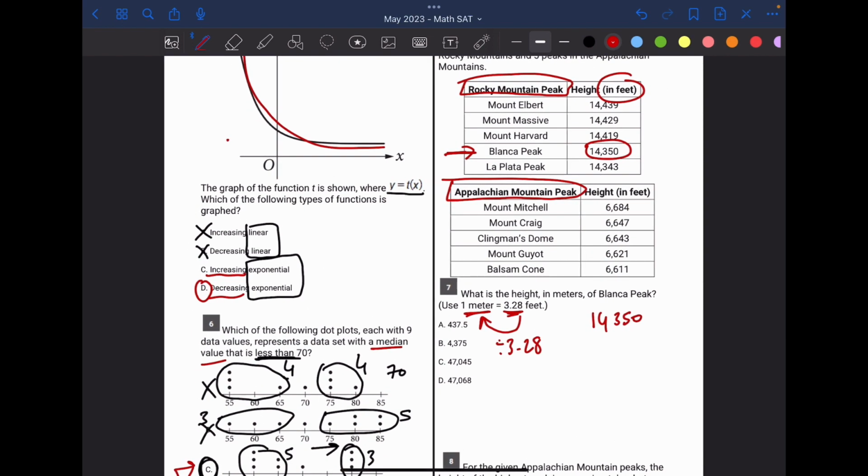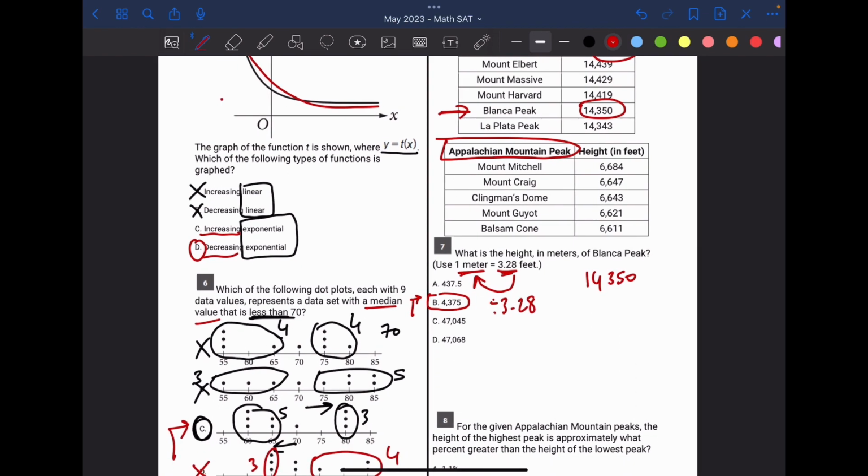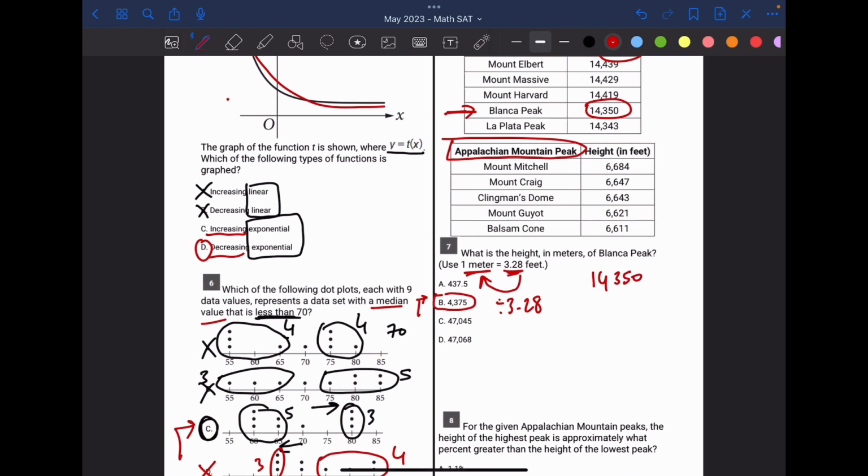So 14,350 divided by 3.28, that will give you 4,375. And that's pretty simple, and it's also the answer that makes most sense. If you look at all the other answers, you got 47,000, which is wrong, and you got 400, which is also pretty wrong. So B has to be the correct answer because it also makes the most sense in general.